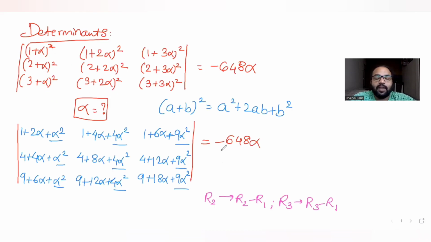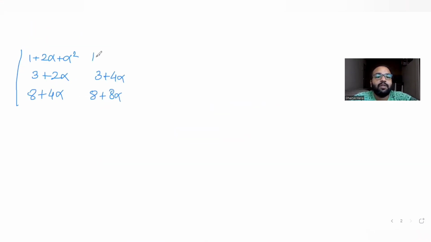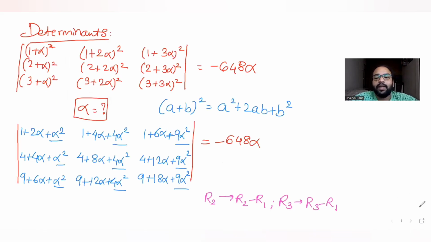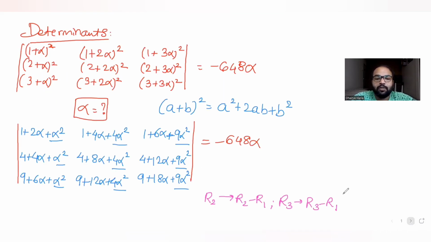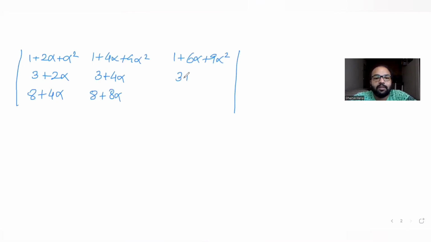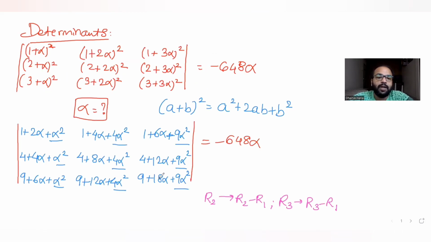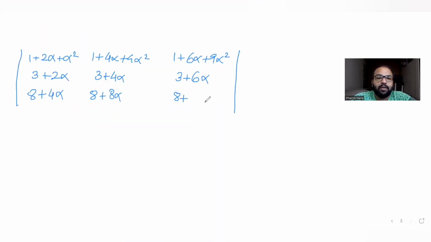The first term remains as it is only. So 1 plus 4 alpha plus 4 alpha square. Next, here I can keep it same, 1 plus 6 alpha plus 9 alpha square. Then 4 minus 1, 3, and 12 minus 6, 6. So 3 plus 6 alpha, and this becomes 8 plus, 9 minus 1, 8, and 18 minus 6, that is 12, so 12 alpha. Now, this is again equal to minus 648.